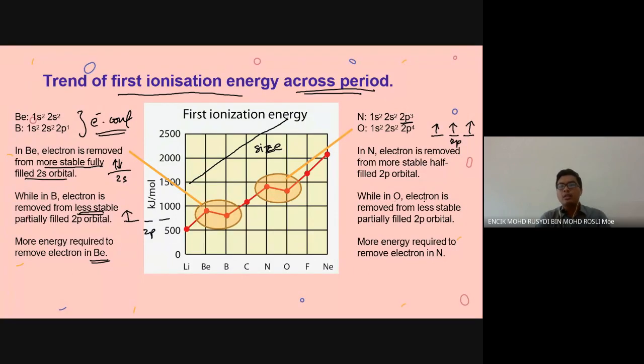Oxygen electron is removed from a less stable partially filled 2p orbital. So dia punya 2p dia macam ni. Kita ada 1, 2, 3. Since dia 2p4, so dia partially filled. Kat sini ada 1 extra electron. Ada satu orbital sahaja yang sudah full. Tapi dua ni masih lagi belum ada terisi. So considered as this one as partially filled.